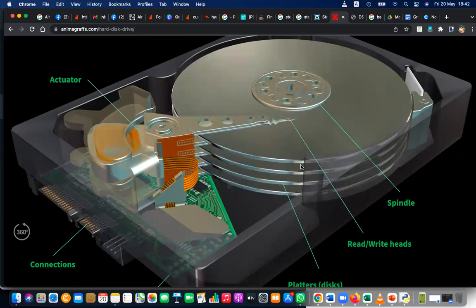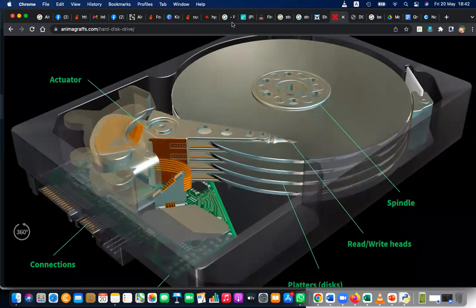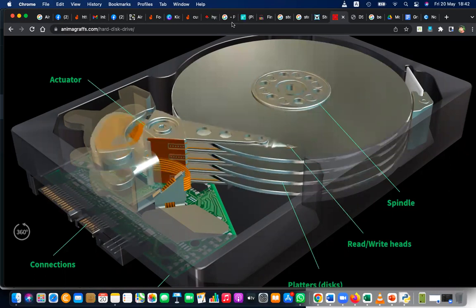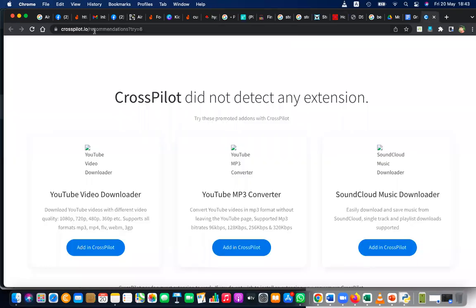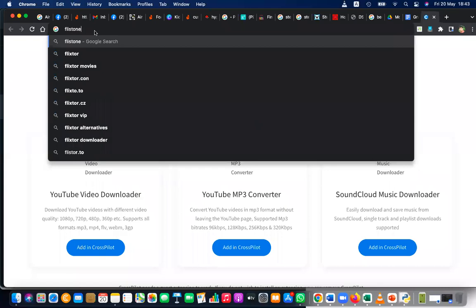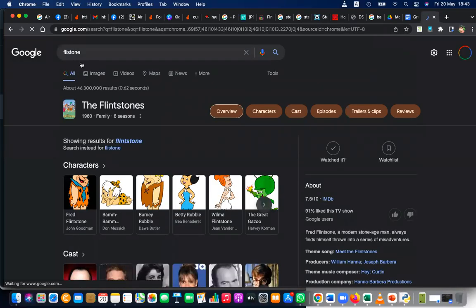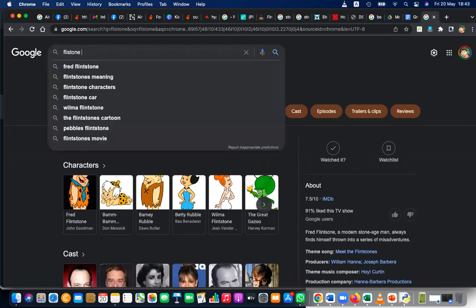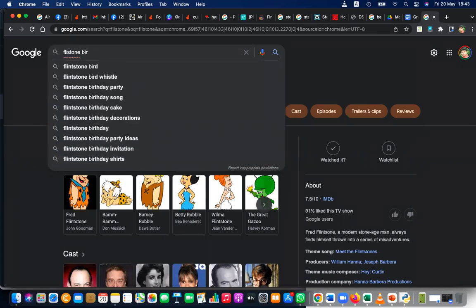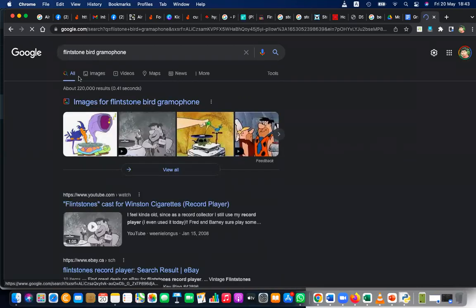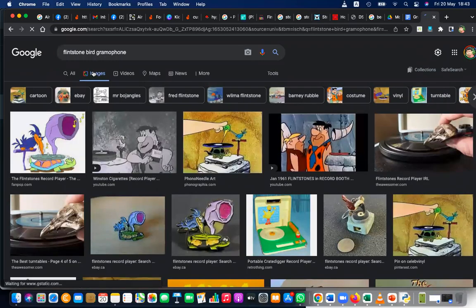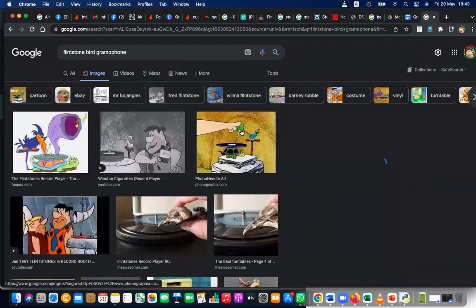Right, what is happening here? I think you can remember the cartoon. There is a cartoon, Flintstones in English. Remember there is a bird reading a gramophone. In the Flintstones cartoon, there is a bird reading a gramophone like this.